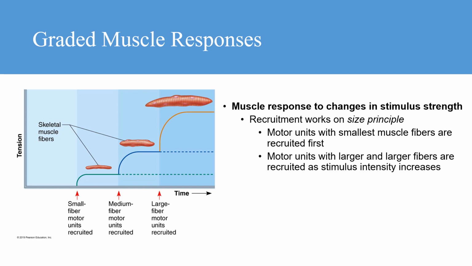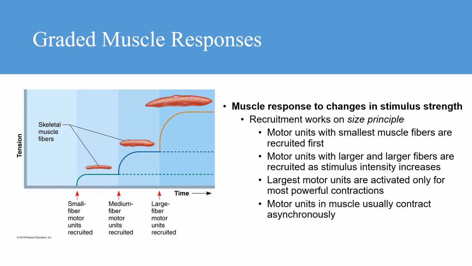We then will move on to even larger and larger fibers as there's higher recruitment with this increased intensity of the voltage. Okay, once the largest motor units are activated, those are only going to be for the most powerful contractions. And after that, there are no larger motor units.